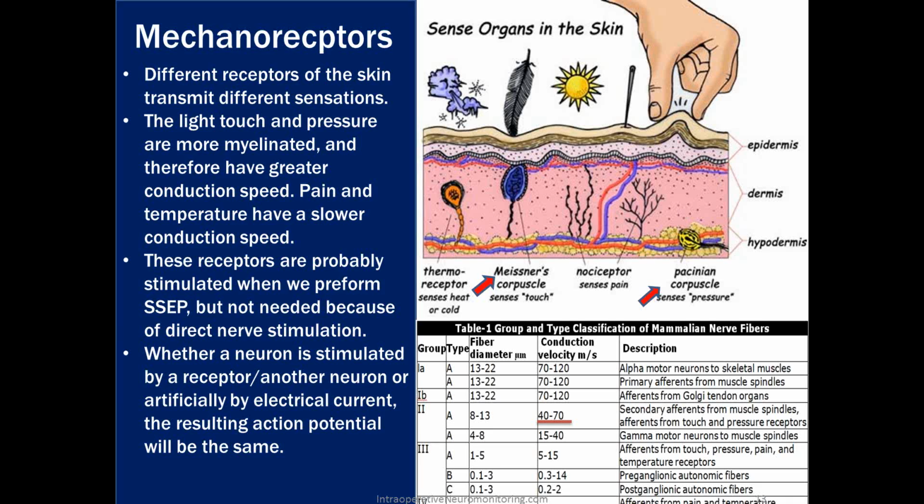So if we look at these different mechanoreceptors, different receptors of the skin transmit different sensations. The light touch and pressure are more myelinated and therefore have greater conduction speed. Pain and temperature have slower conduction speed because they're less myelinated fibers. These receptors are probably stimulated when we perform SSEPs, but not needed because of the direct nerve stimulation, the direct stimulation on the axon itself. Whether a neuron is stimulated by a receptor or another neuron or artificially by an electric current, the resulting action potential will be the same.